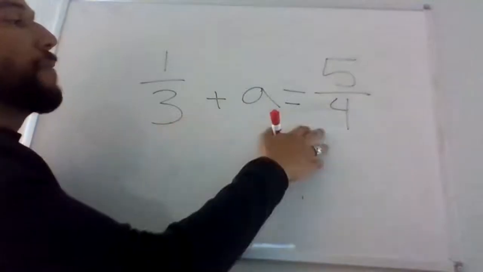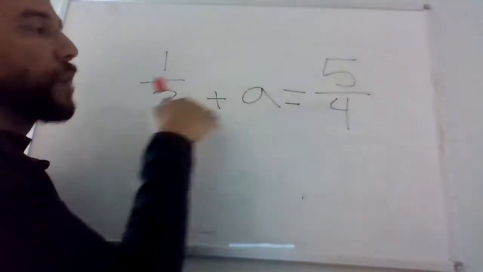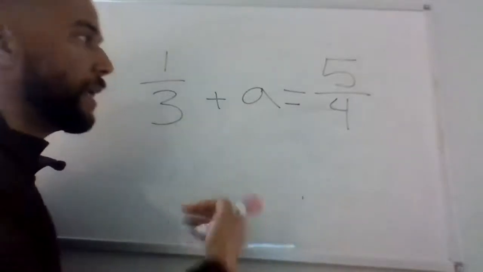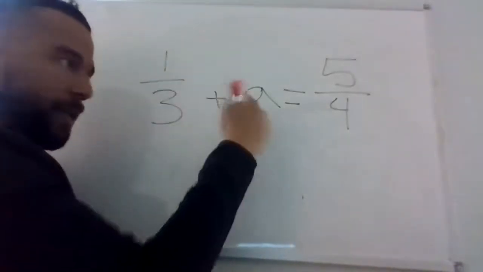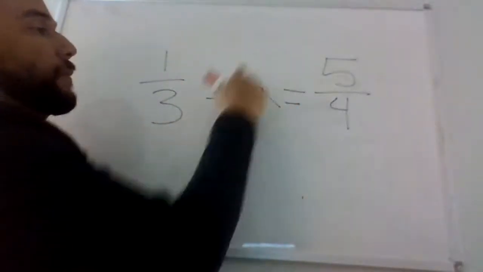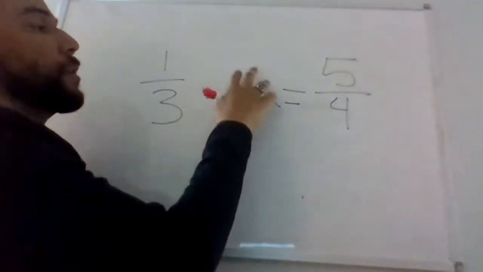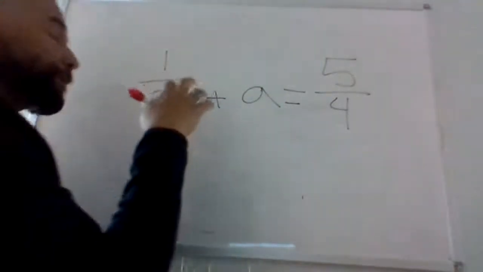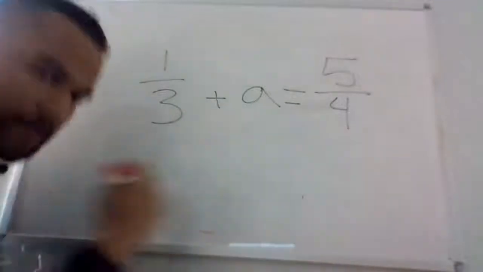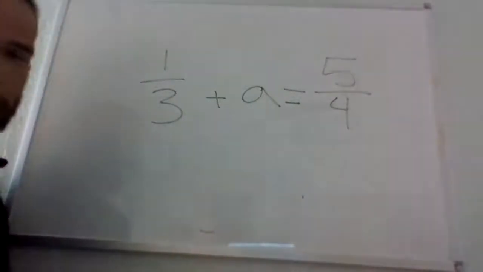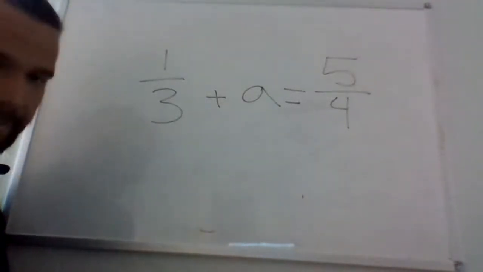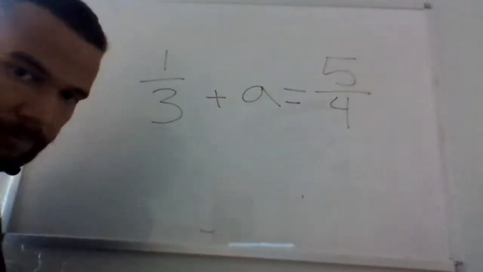then we would have the variable and all the numbers on one side of the equal sign. And we really don't want to do that. The goal is to try to get this variable, this letter that represents a number we don't know, by itself. So what we really want to do is move the 1/3 to the other side. Move the 1/3 on the other side of the 5/4? Correct. Okay.